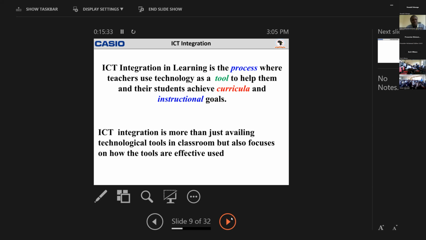It focuses more on the effectiveness. How do you use those tools effectively? For example, now I'm using tools. I'm in Kenya, in Nairobi, and I'm facilitating. Am I using these tools effectively so that you are getting me wherever you are in Africa to listen to my talk, my presentation? Is it clear? Is it effective? And that's how we bring technology, ICT integration, in our classrooms. It is not bringing technology, you put it in the classroom, and as a teacher, you run away into the staff room.